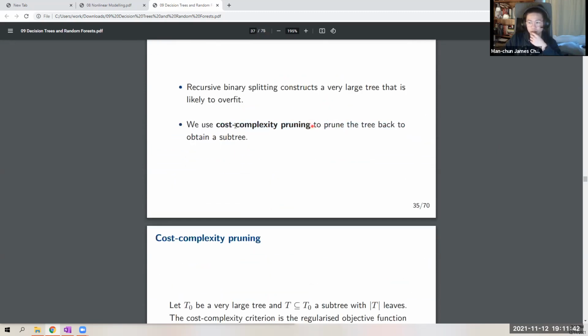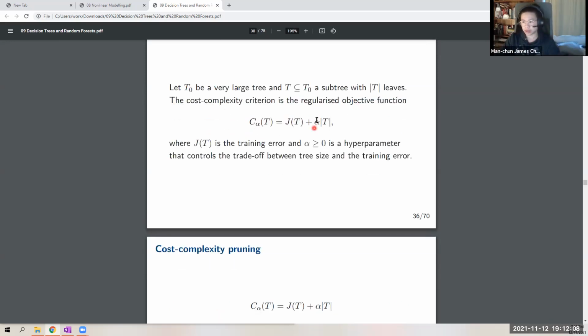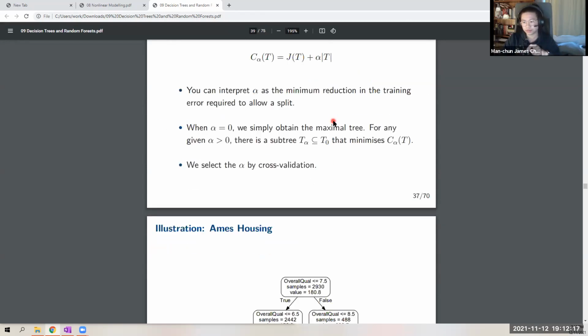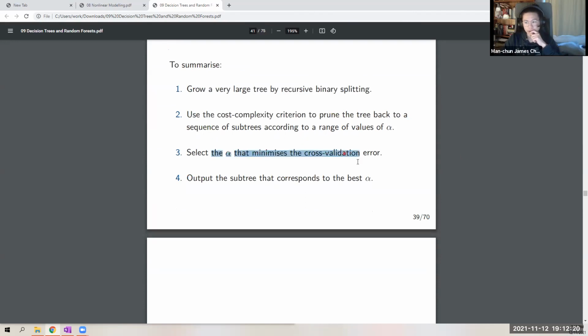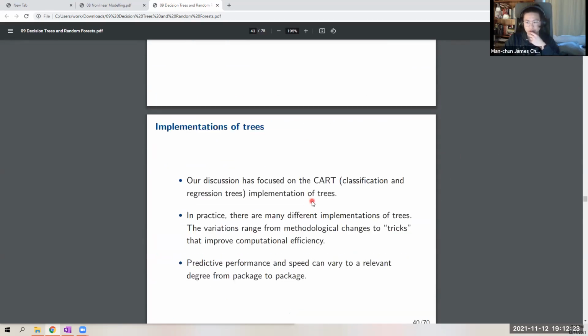What's cost complexity pruning? Trees notoriously can overfit very easily. How do you fix overfitting? You regularize the model. In trees, you overfit if you ask too many questions, so we regularize the model by putting a penalty on the number of questions you ask, effectively the number of terminal nodes that you have. If you have a lot of nodes, you're asking a lot of questions, so we penalize you for that. And we find alpha to minimize the cross-validation error.